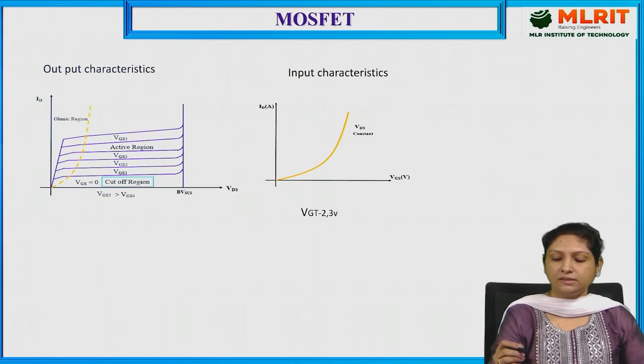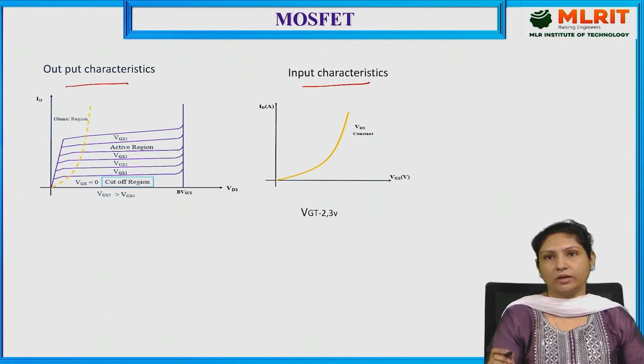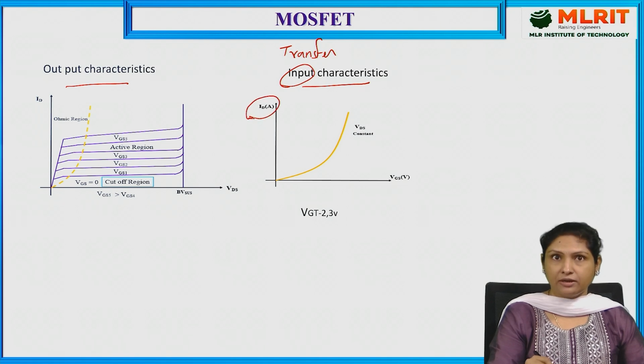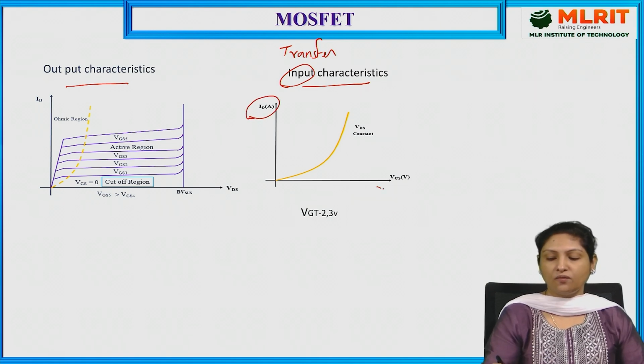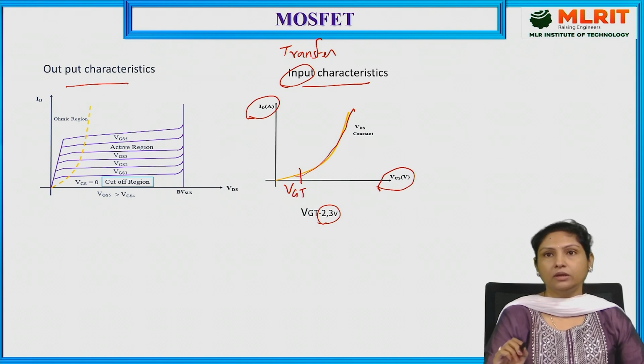And if you see, these are the input characteristics and these are the output characteristics of a MOSFET. So we can also call it transfer characteristics, where the output current, that is drain current, is controlled by making use of gate to source voltage. In that case, when the gate threshold voltage VGT is increased beyond 2 to 3 volts, the depletion layer of the reverse bias junction breaks and the current starts conducting. This is all about the input characteristics.